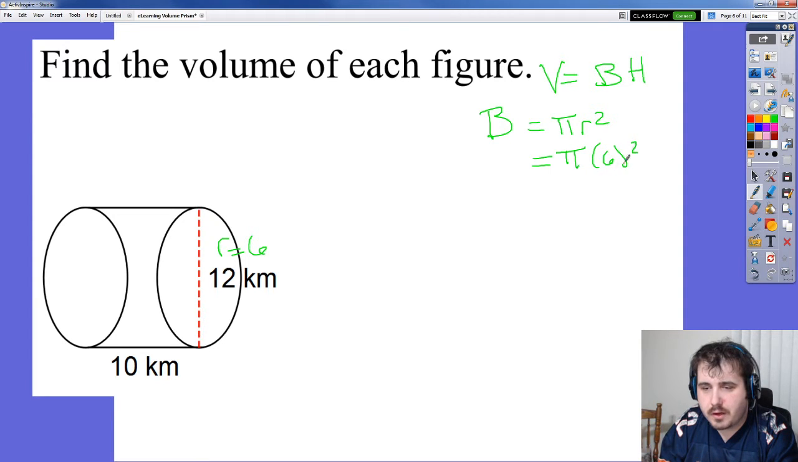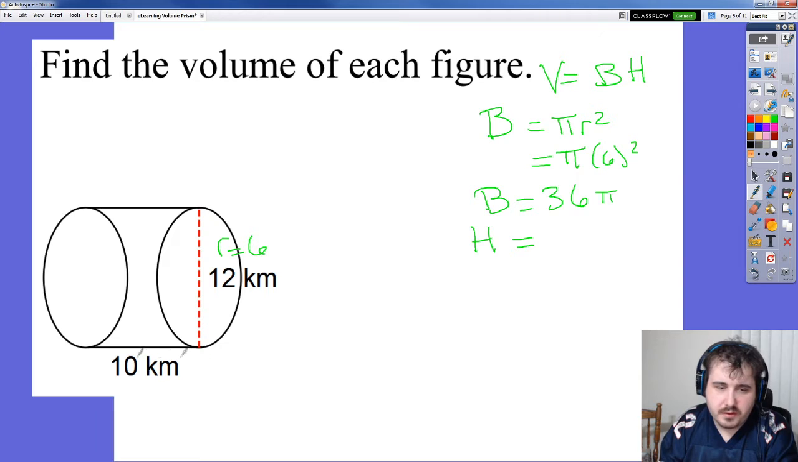Pi r squared. 6 squared is 36. Put a pi on there. And the height, there's the base. The height is just this. The height from bottom to top is 10 kilometers.